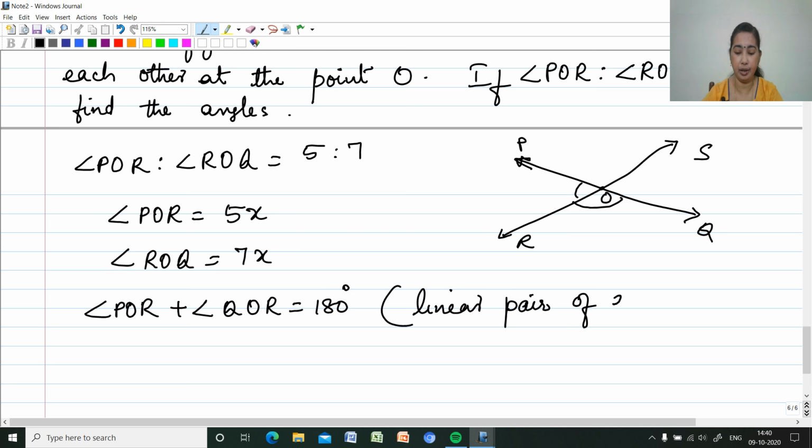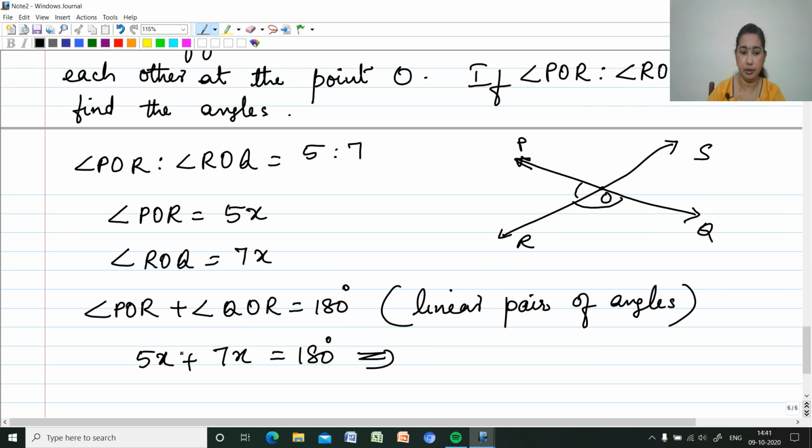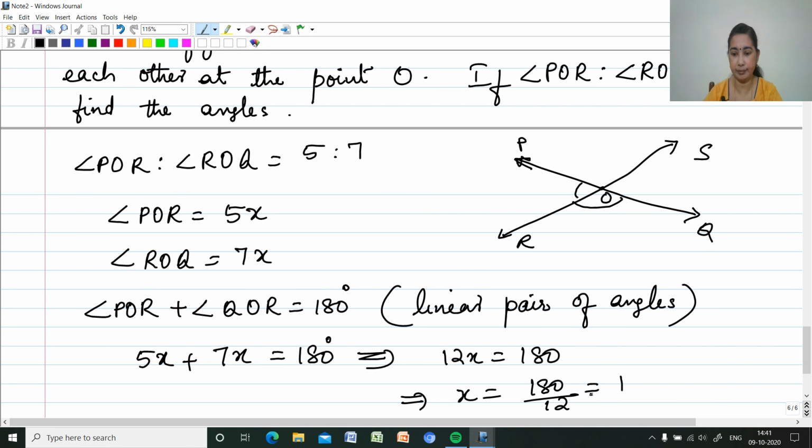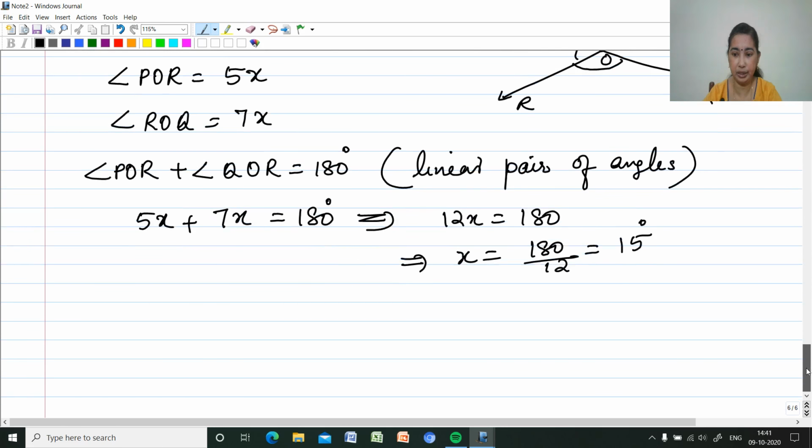Linear pair of angles are supplementary. So POR we know it is 5x and ROQ, that is 7x, is equal to 180. 5x plus 7x is 12x is equal to 180, or x equals 180 divided by 12. So 180 by 12, how much is it? 12 ones are 12, then 60, that is 15. So x equals 15 degrees.